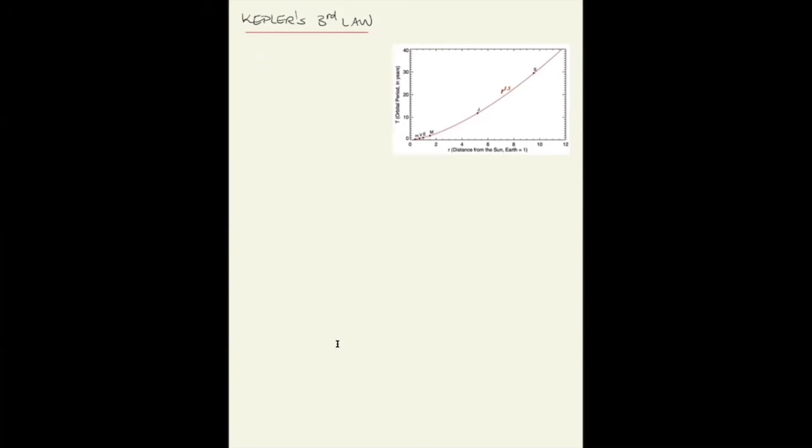Now, because it is wonky to work with these fractional exponents, you can square both sides to find that the square of the period is proportional to the cube of the semi-major axis. So this summarizes Kepler's three laws of planetary motion: the law of the orbits, the law of the areas, and the law of the periods.